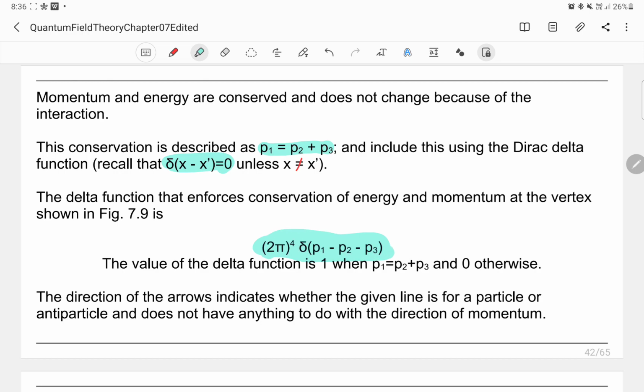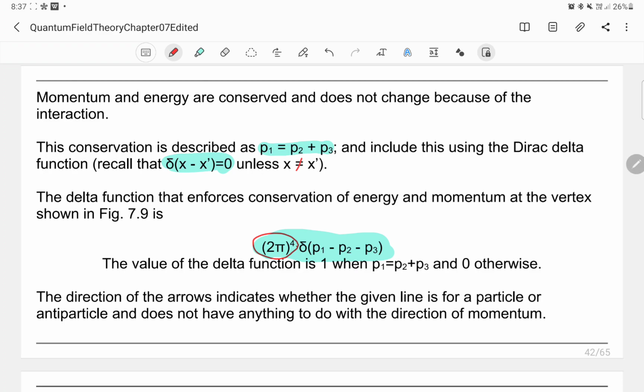By the way, there should be a factor of 2 pi for each component of P. And since there are 4 components of P, you have 2 pi to the 4th. So the value of the delta function is 1 when P1 is equal to P2 plus P3, and when you integrate the delta function, it is 0 when P1 is not equal to P2 plus P3. It must be equal. Momentum should be conserved.